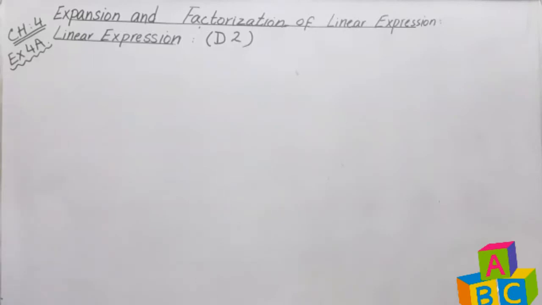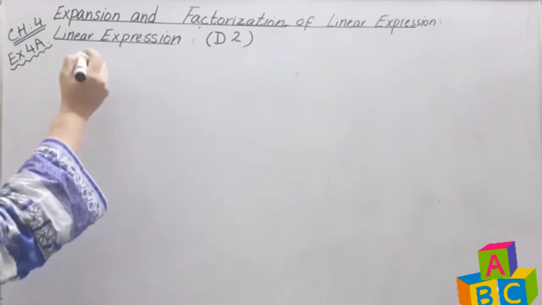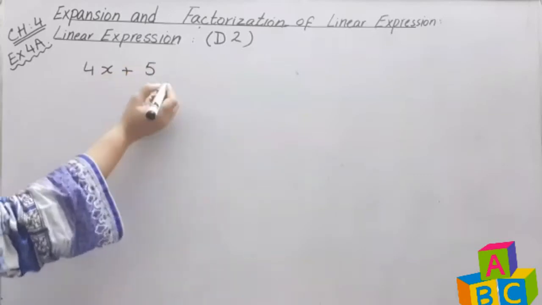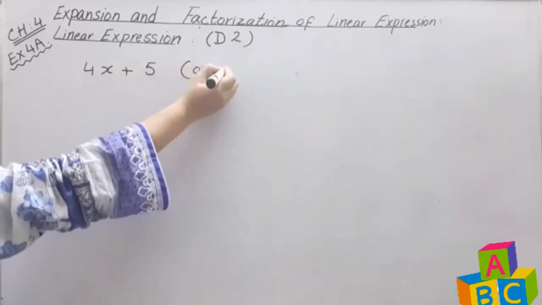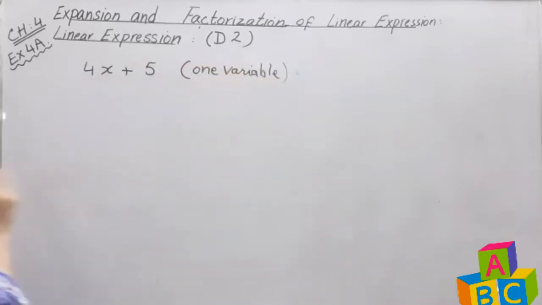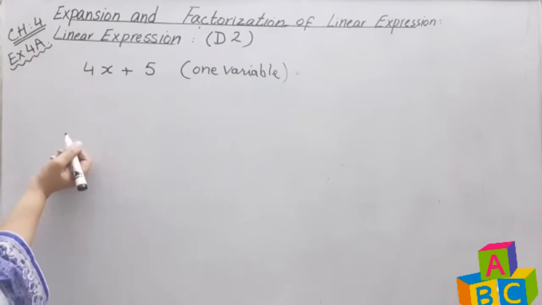Today we will learn about the expansion and factorization of linear expressions from book D2, chapter 4, exercise 4A. First, in chapter 3 we learned expressions like 4x plus 5, which only involve one variable. But in this chapter there are two variables involved.